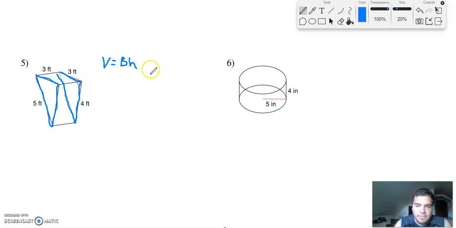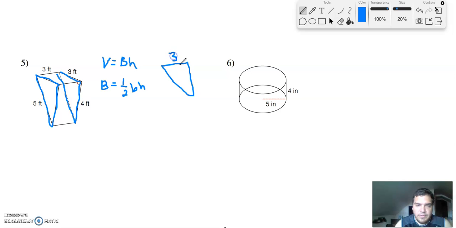And you have to recognize what is your base. Because remember, the volume equation doesn't change. It's the base part that changes. So the base of this shape is a right triangle. And the area for a right triangle is 1/2 little b base times height. So I'm going to redraw this right triangle though, okay? So I'm going to redraw the right triangle right here.